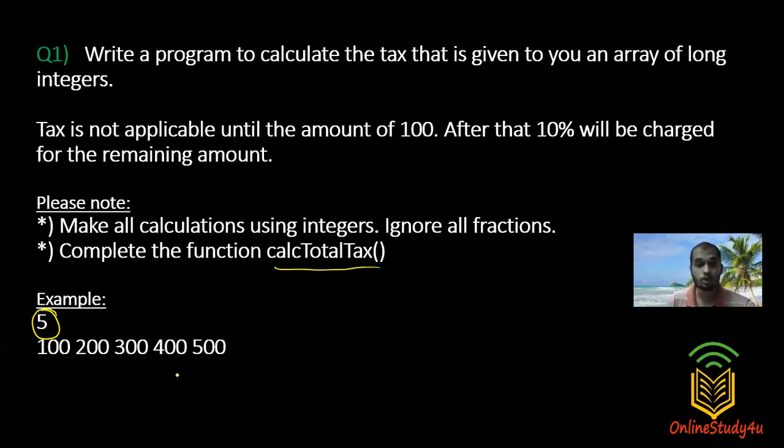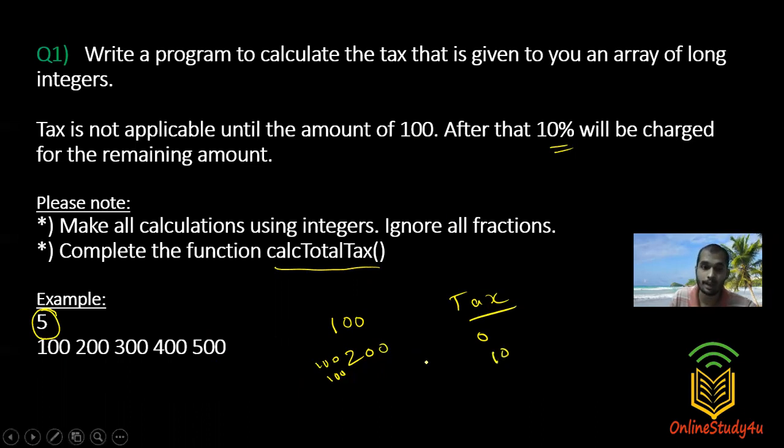So what they're saying is you'll have to calculate the tax for it. How do you calculate the tax for it? For the first number, that is 100, until the amount of 100, there is no tax here. So for this, tax will be 0. Next, you take 200. In this 200, for 100, tax will be 0. For the next 100, there'll be 10% of tax. So 10% of 100 is what? 10 rupees will be the tax here.